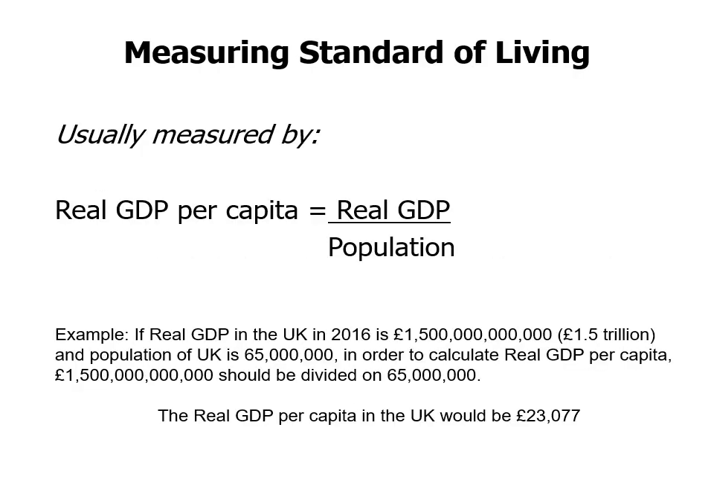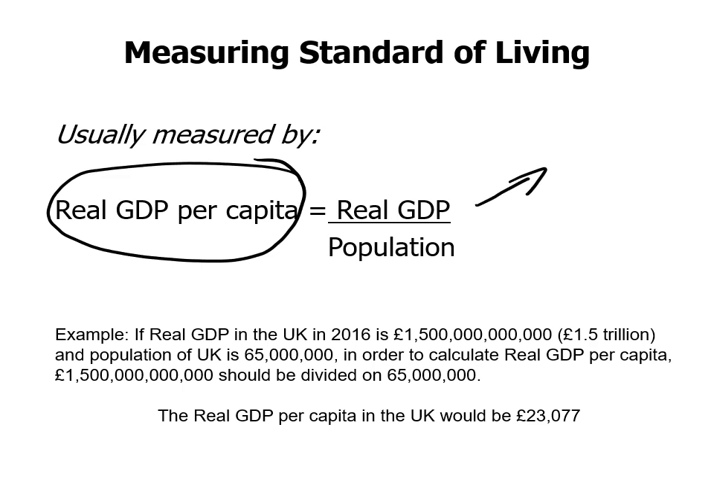So how do we measure the standard of living? Measuring the standard of living is really easy. We usually measure this by this formula right here. We use the real GDP per capita to measure the standard of living. And how do we do this? We find the real GDP and we divide that by the population. So the real GDP, as opposed to the nominal GDP, divided by the population.